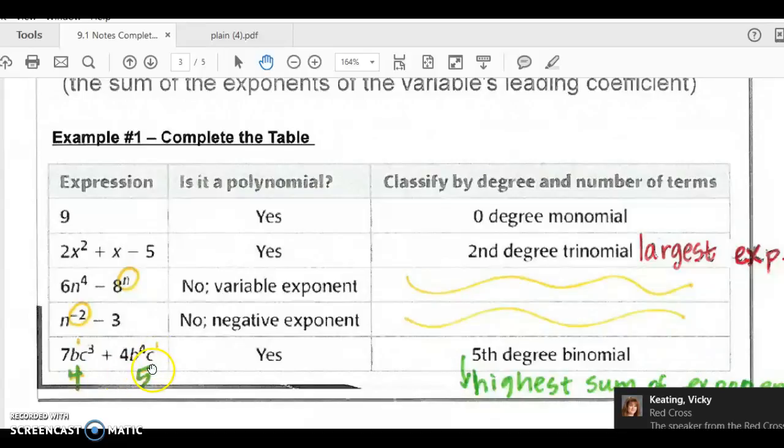How about that? You should say that it's 5 because 4 plus 1 is 5, leading coefficient 4.